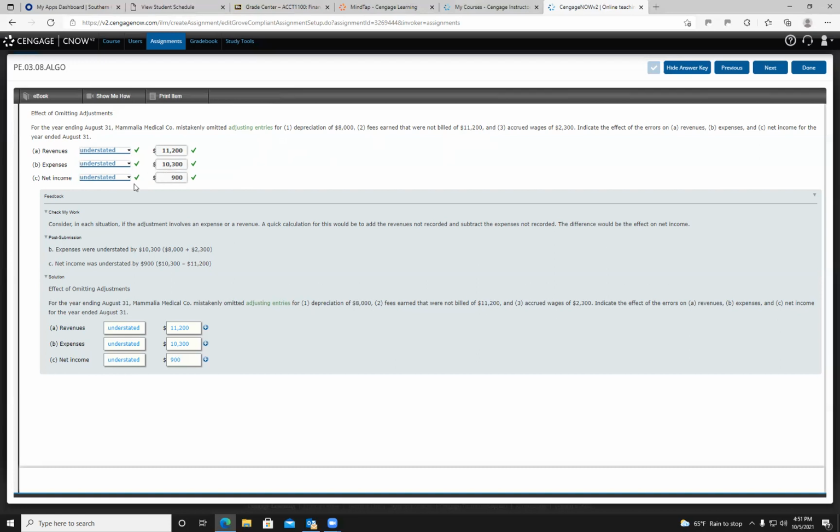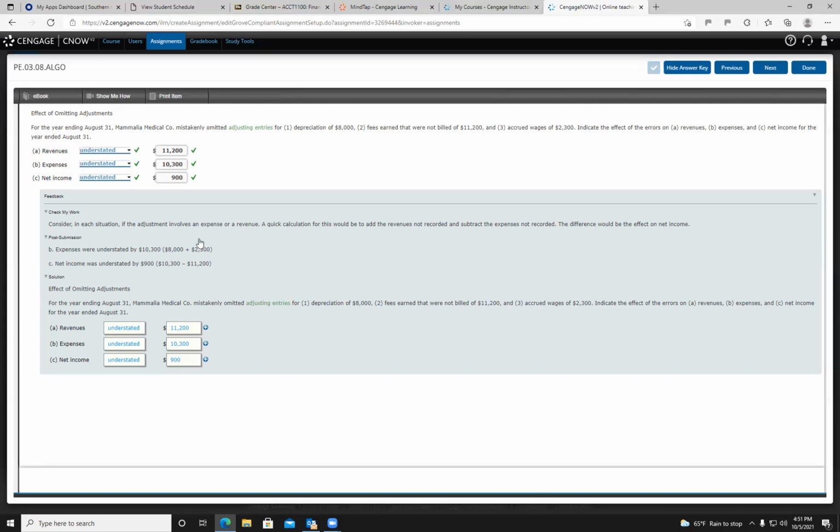Now, how do we determine what affects net income? We already talked about in A, when you understate revenue, it's definitely going to understate your net income. If you understate expenses, you're going to overstate your income because expenses are subtracted out of revenue. So if you understate your expenses, you overstate your net income. If you understate your revenue, you understate your net income.